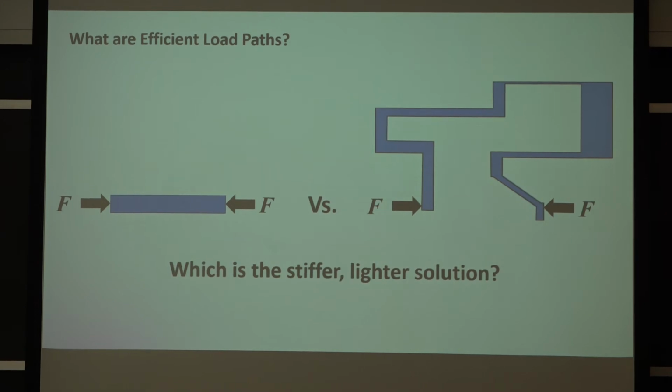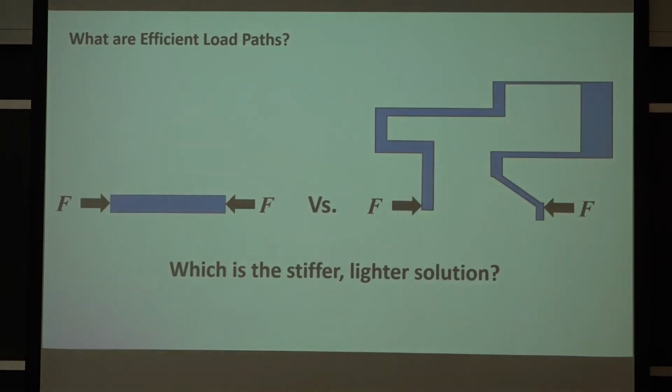Okay, so let's talk about something that's more interesting. Let's talk about, to me at least, load paths and load path optimization, so-called topology optimization. Suppose you had this column, and it's subject to 2 forces F, which are equal and opposite. This thing is under compression, right? So that's a pretty direct load path. There's 2 forces, there's something in between. It's a really direct load path.